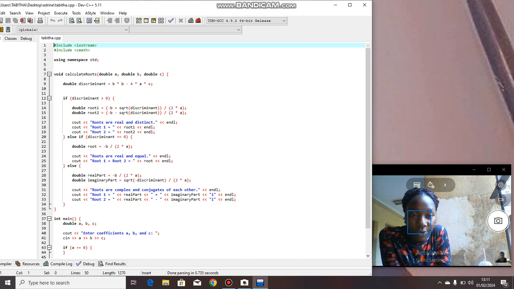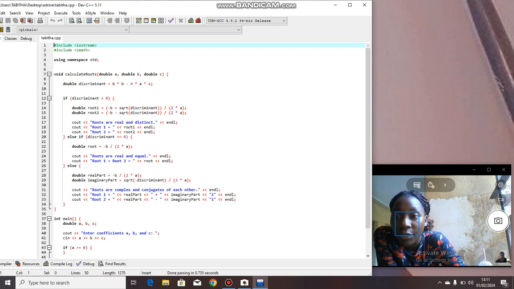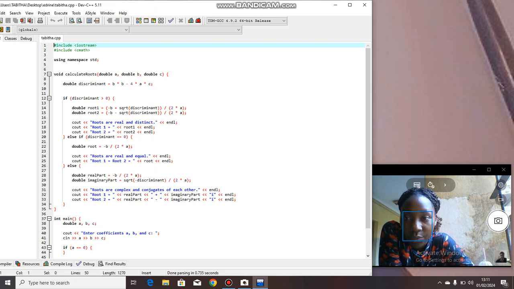Remember our quadratic equation is given by minus b plus or minus the root of b squared minus 4ac, divided by 2a. And so we shall find the discriminant. Our discriminant will be b squared minus 4ac, which is the value in the root. After finding that, we check the discriminant. When it's greater than 0, we say negative b plus the square root of the discriminant divided by 2a. We first take it as positive, and then we try it as a negative. We find that the roots are real and distinct.